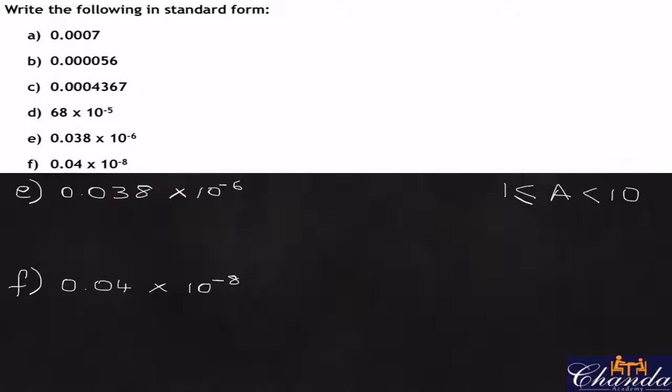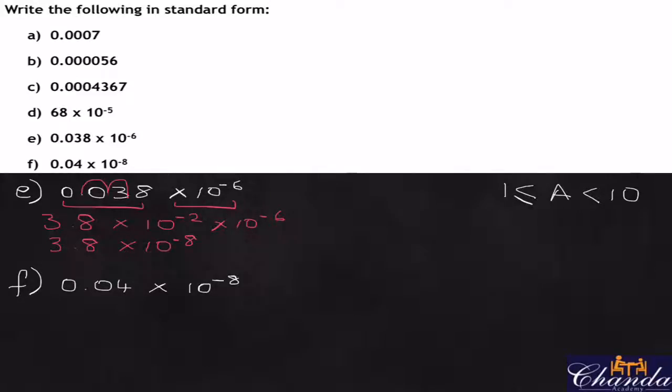For E, we have 0.038 times 10 to the power of negative 6. To turn this number into one that's between 1 and 10, I'll have to move the decimal point 1, 2 spots to the right. That turns it into 3.8, which is between 1 and 10. Now let's times that by 10 to the power of negative 2, because remember, we moved the decimal point 2 spots to the right, so we have to multiply by a negative power. And then we still have the 10 to the power of negative 6 left over. Combining these two, we have 3.8 times 10 to the power of negative 8.